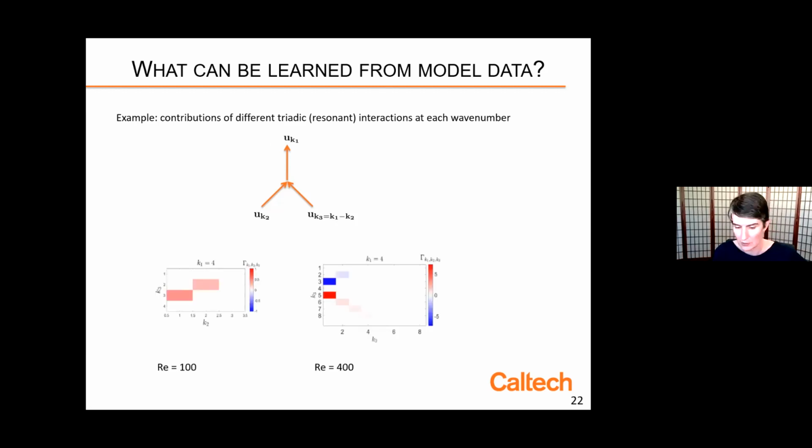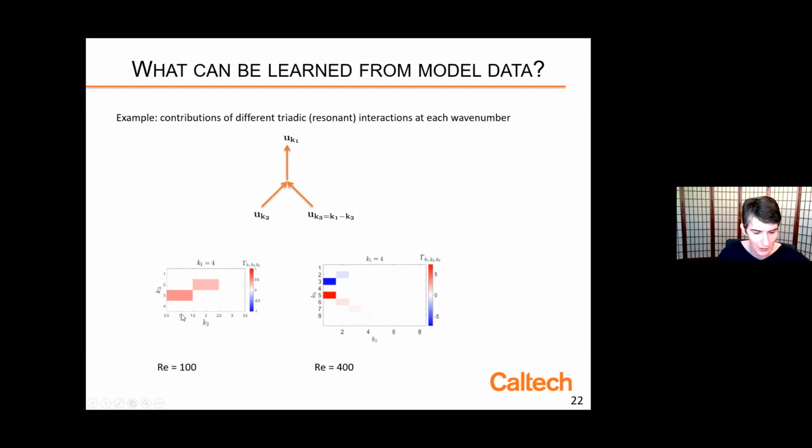I won't have time to go into this very much, but Ben did some really nice work identifying the difference between a lower Reynolds number, but still supercritical Reynolds number, in which a weakly nonlinear analysis is kind of appropriate. So what are we showing here? We're showing which, for this K1, what are the contributions of the different K2 and K3 pairs that could add up to this 4 value.